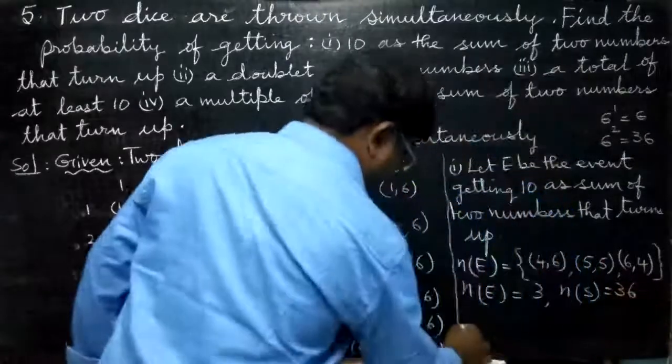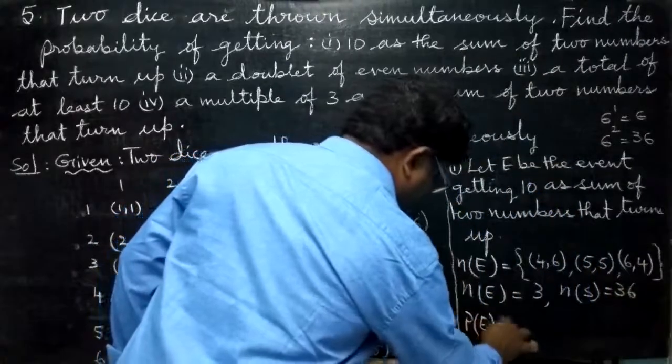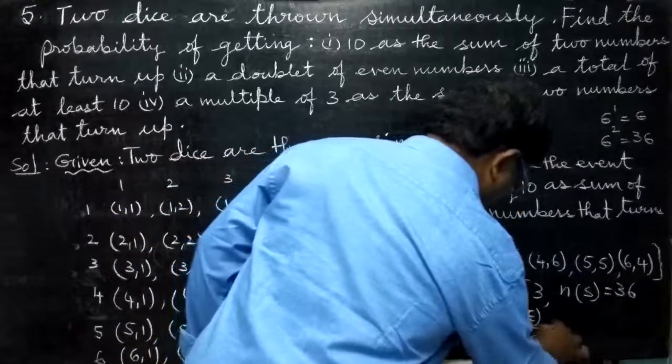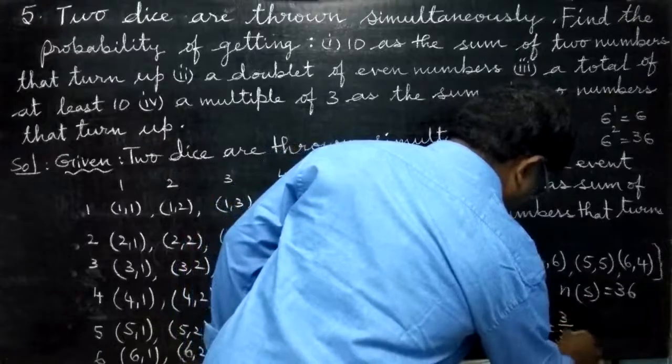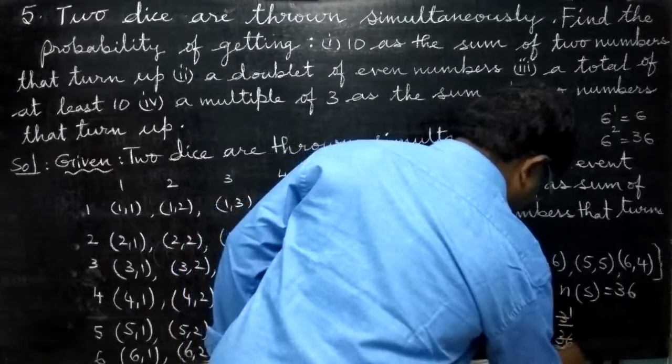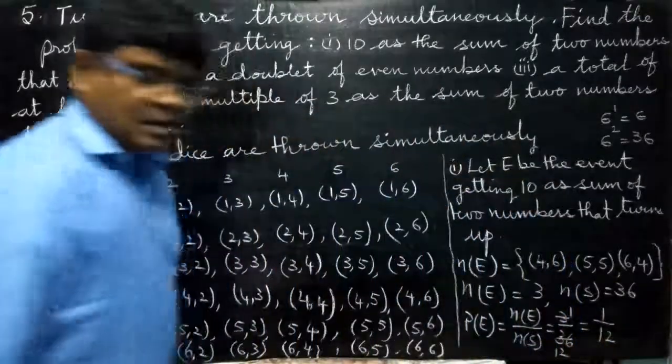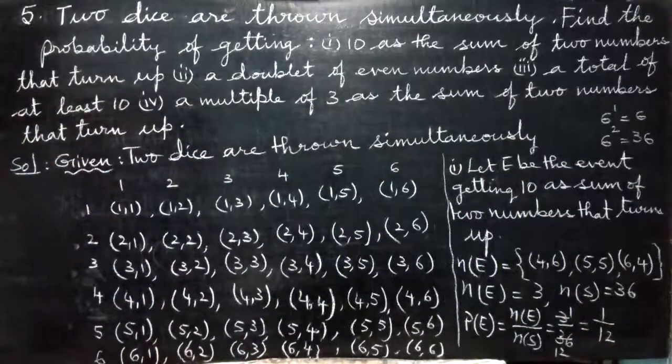Now we can do P of E is equal to n of E by n of S, that is equal to 3 by 36. 3 ones are 3, 3 twelves are 36. So what is the answer? 1 by 12. Conclusion, what you are going to write? Therefore, the probability of getting 10 as the sum of two numbers that turn up is equal to 1 by 12. Write that answer, 1 by 12.